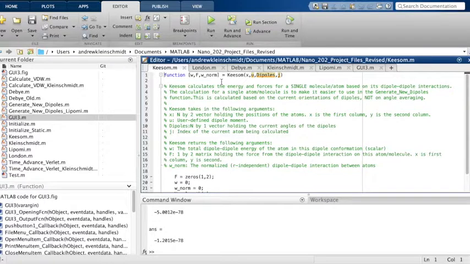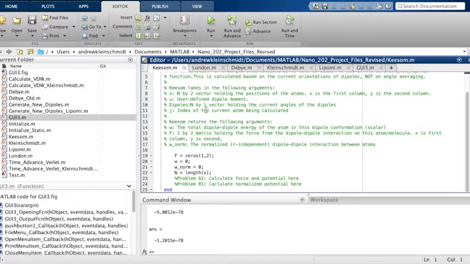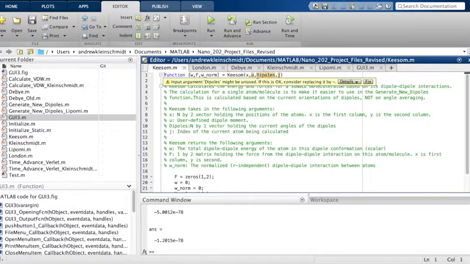So here's the function for Keesom. Remember, on the left-hand side are the things that the function will need to give back. So these are things that you're going to have to calculate inside this function. On the right-hand side are things that you'll be given, basically. Down below in the comments are what all of these variables are that you're going to be given and what they should look like.